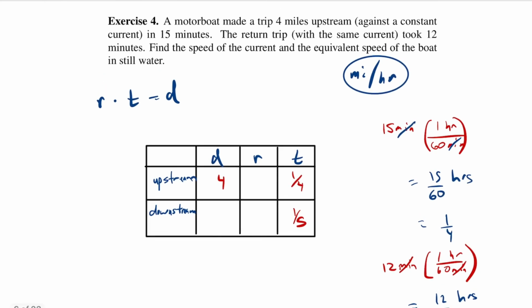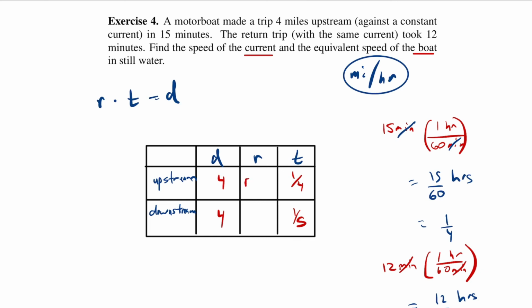They want to know the speed of the current and the speed of the boat in still water. So we're looking for two speeds, one of the current and one of the boat in still water. Well, if you're going upstream, that means you're going against the current. So your boat is going to be slowed down by the current. So you're going to have the speed of the boat minus the speed of the current. And when you're going downstream, you're going to be going faster, the speed of the boat plus the speed of the current.